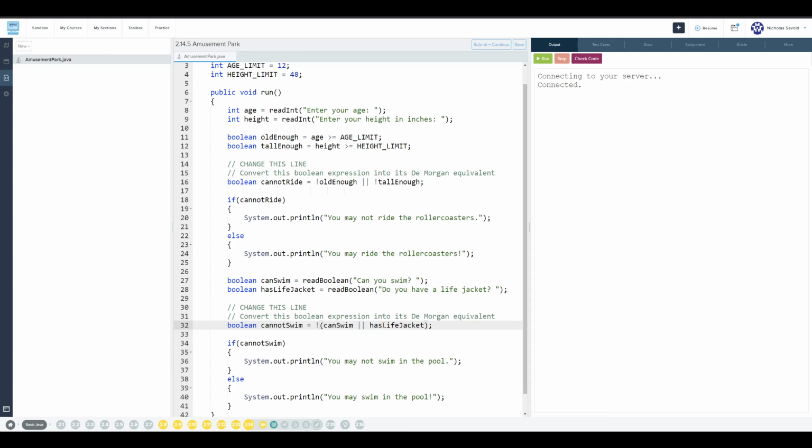If we can't swim or we don't have a life jacket, not can't swim, not have a life jacket. We can't go on the water or the raft ride if you don't have a life jacket on, or if you can't swim. You want to have one of those, right? You want to be able to swim, or you want to have a life jacket so you don't have to swim. So if you don't have either of those, if you can't swim, not can swim, and you don't have a life jacket, not have a life jacket, then you can't go in the pool.